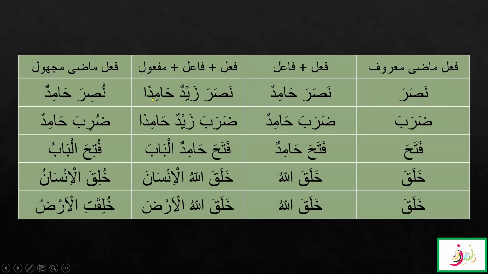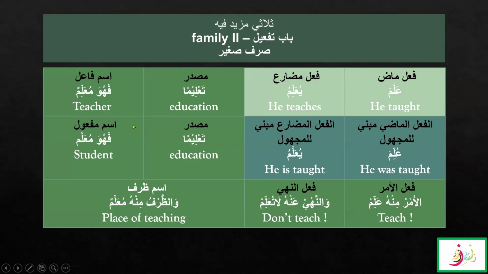Then we converted our فعل ماضي ma'loom into فعل ماضي majhul by putting the u sound on the fa kalima and the i sound on the ain kalima, and the ra remains the same with the fatha. The lam kalima remains the same. Nasara converted into nusira, and Hamid, the maf'ul bihi, converted into na'ib fa'il in the فعل ماضي majhul sentence. Alright, so this u sound you need to remember.